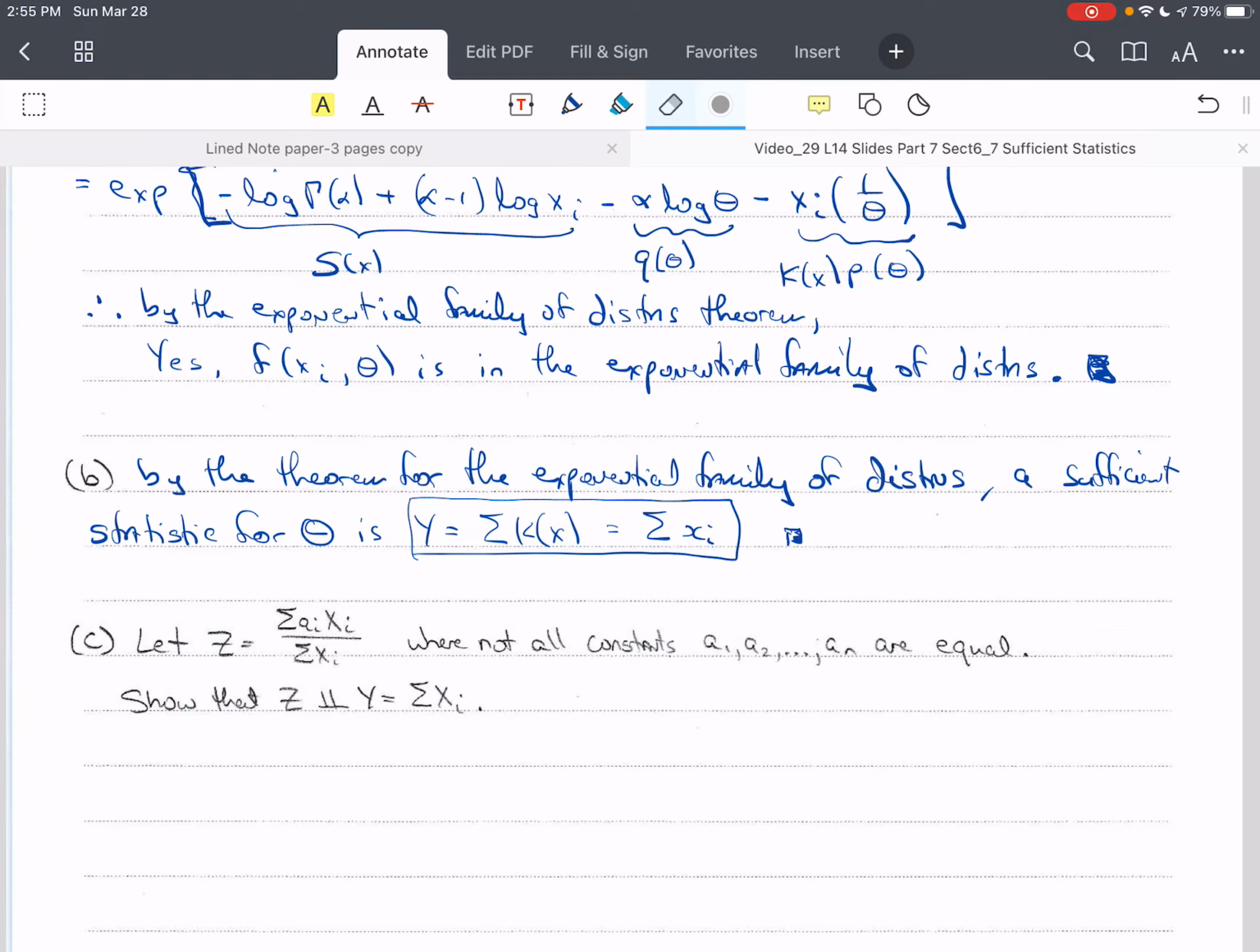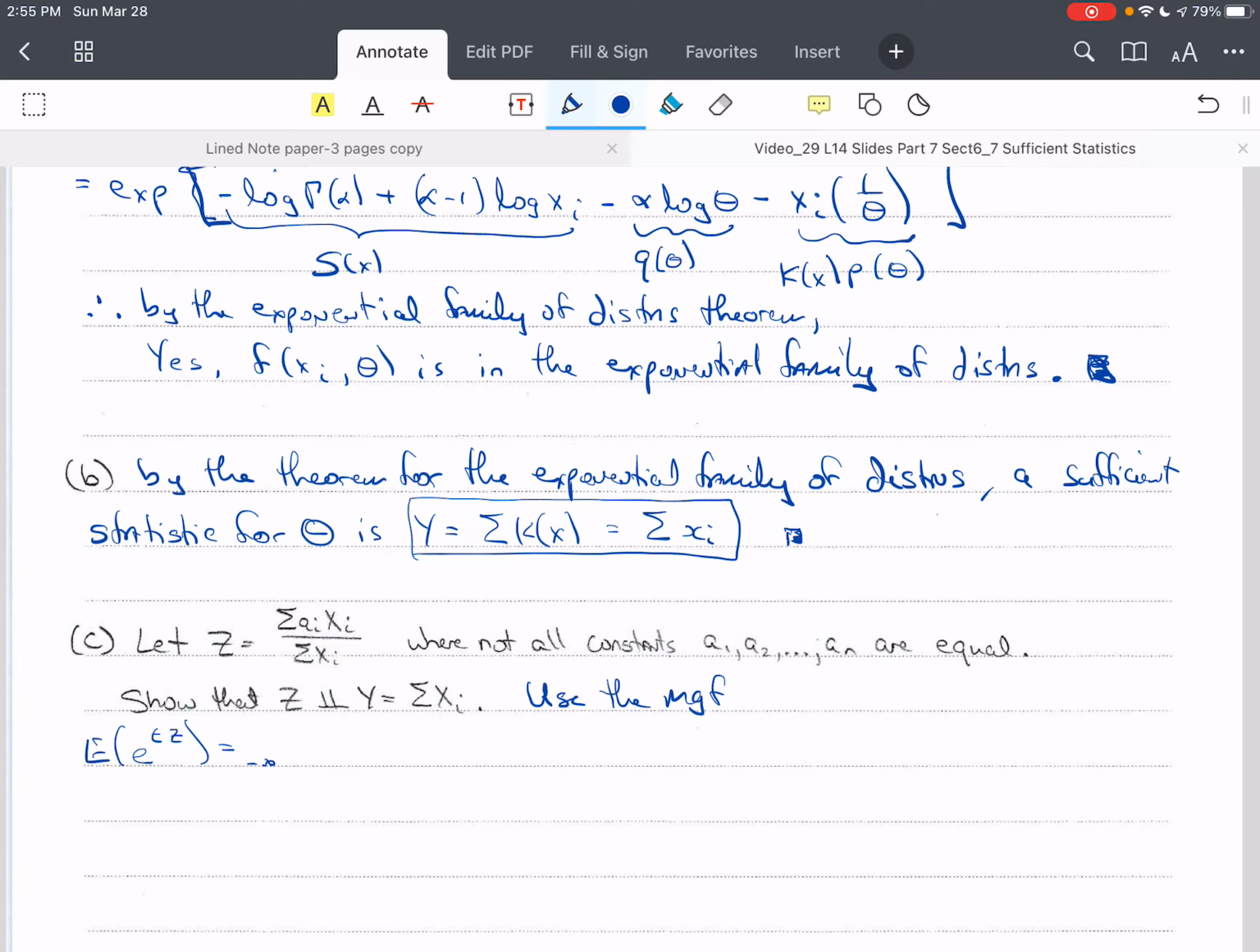Okay? Z is not equal to a constant. It's equal to a linear combination of the x's divided by the sum of the x's. Okay? We want to show that z is independent of y equals the sum of x_i. So we're going to do this the same way. We're going to use the MGF. We will use the MGF. And so E of e to the tz is equal to negative infinity.